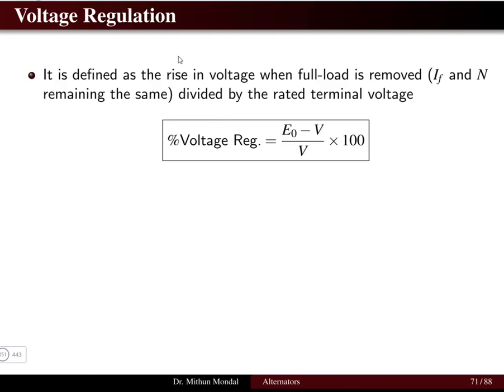Welcome to the next lecture in electrical machines. We were discussing the synchronous machine, and in this particular lecture we are going to cover what is voltage regulation.